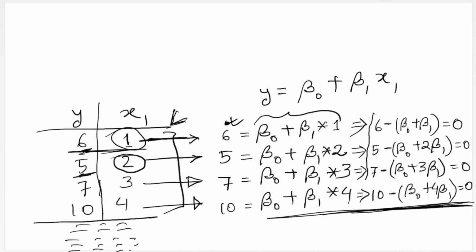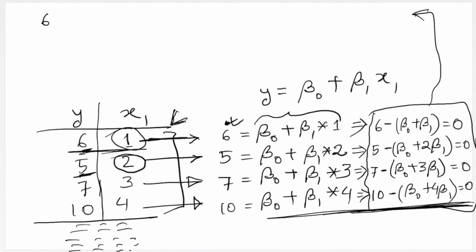For these 4 equations, we can easily take the square in the left side and square in the right side. So we are taking squares in the left side and squares in the right side. Then we will sum up all the squares of the left sides and all the squares of the right sides.